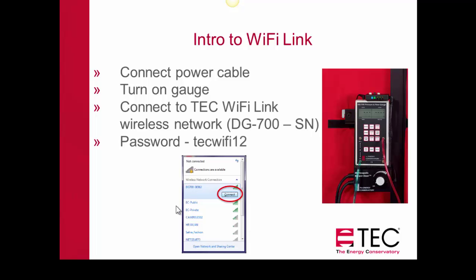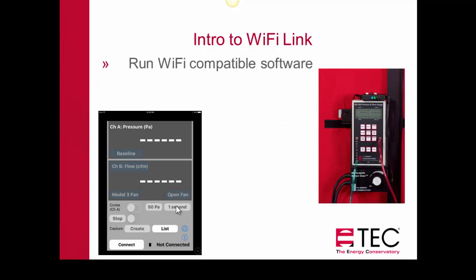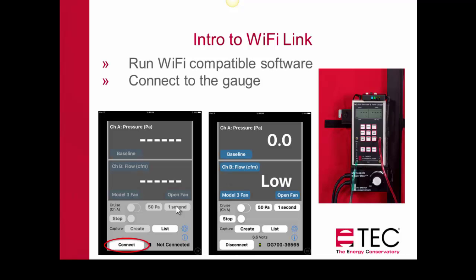And the first time you connect to a DG700, it will ask you the password, and that's TEC Wi-Fi 12, and that's included in the paperwork, the manuals that you get with the Wi-Fi link. You can move that Wi-Fi link from gauge to gauge, but the first time you connect to that gauge, it's going to ask for a password. So then you can run your compatible Wi-Fi software app, and connect to the gauge.